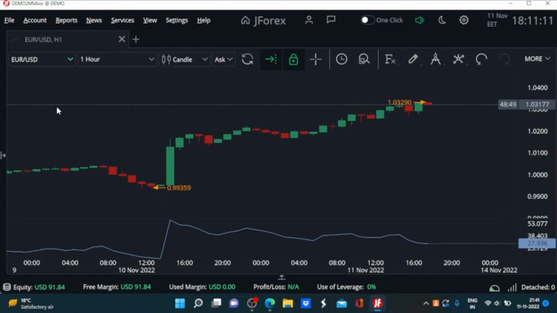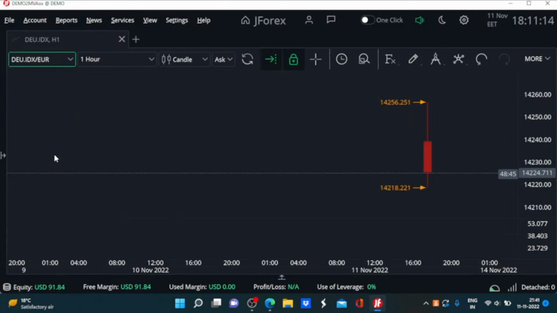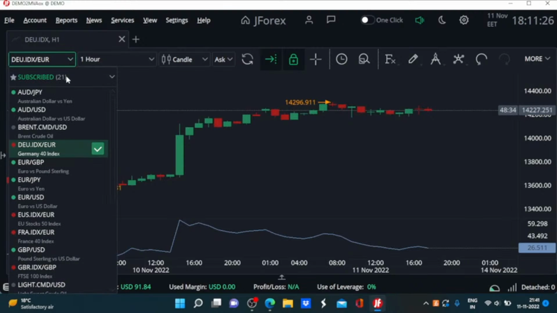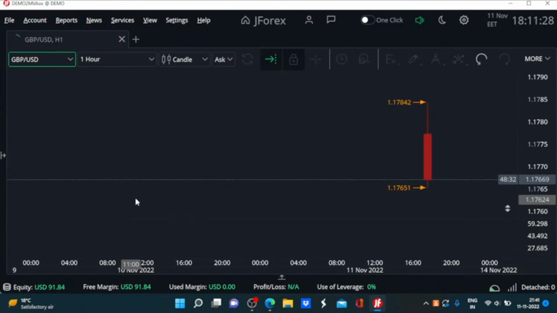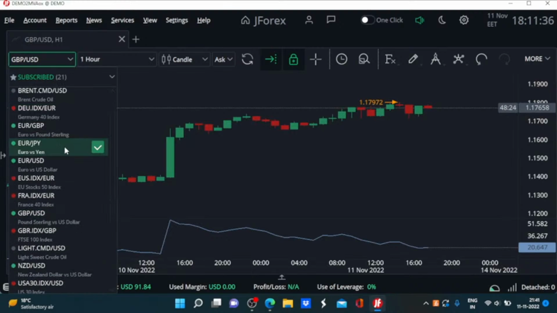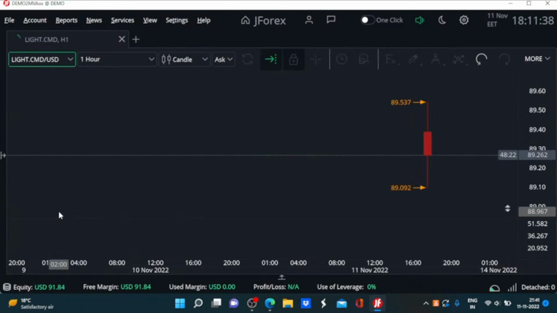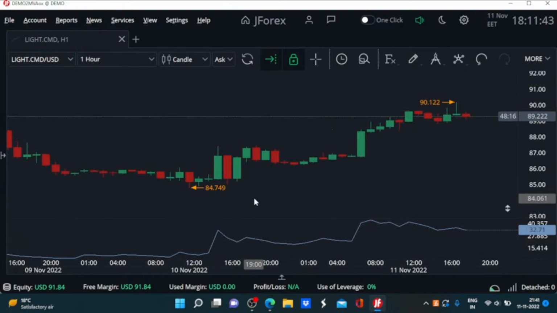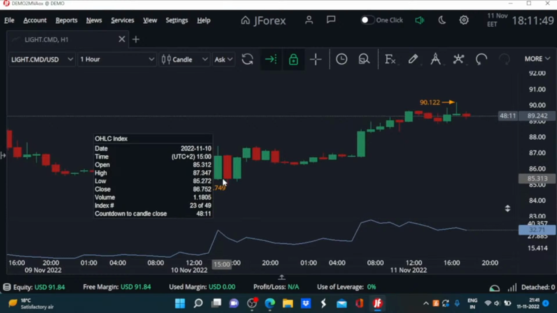Here, this indicator can also be utilized for trading on the equity indices, commodities, even stocks, or other financial instruments. So all the instruments which are available on the platform can be used for figuring out the opportunities to trade using this indicator. This is a GBP USD chart. If you want to take a look at the light crude oil, here it is. It is also strongly bullish.